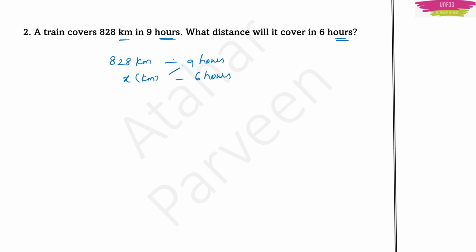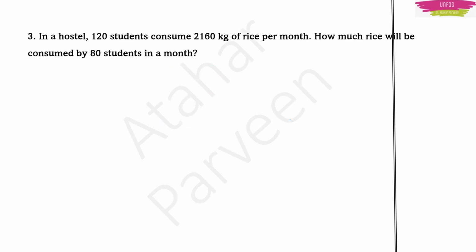Now, easily I can use the unitary method like this. X into 9 is equal to 828 into 6. X will be equal to 828 into 6 upon 9. You have to do the arithmetic here. You have to simplify this and tell me the answer in the comment section. For question number 2, what will be the answer? You have to tell. And that will be in kilometers. Okay, friends.